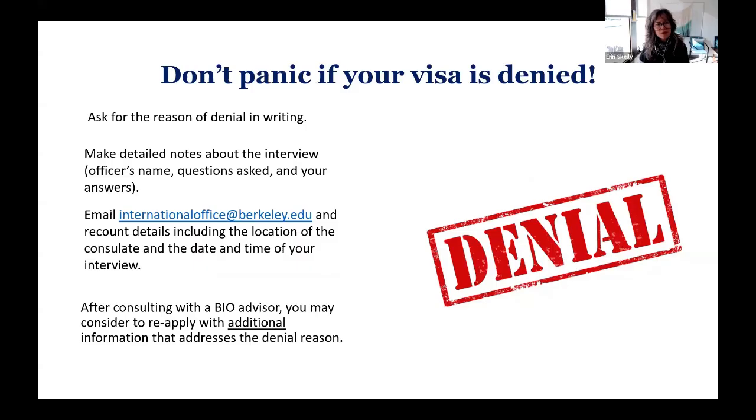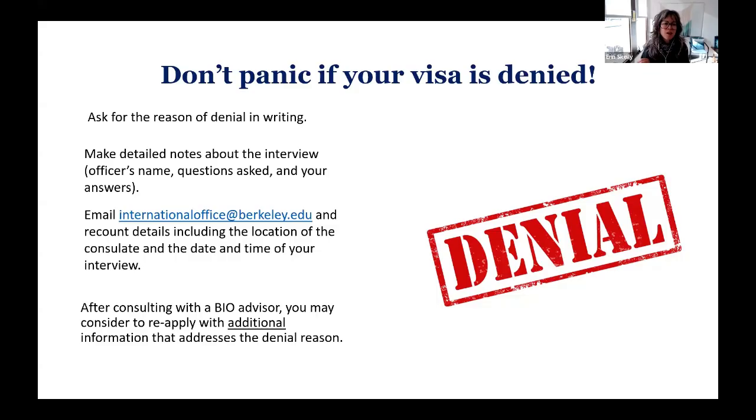Okay, so if things don't go well, this is kind of the not happy end. If you get a denial, it happens. We don't get a ton of denials, but we do get some. If your visa is denied, make sure you get the reason for the denial in writing. Generally, an officer will hand you a piece of paper. It will have a reason. The reason will be very basic, but they will tell you the reason in writing.